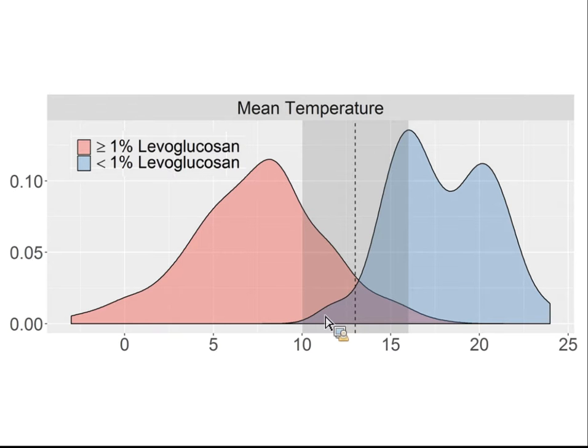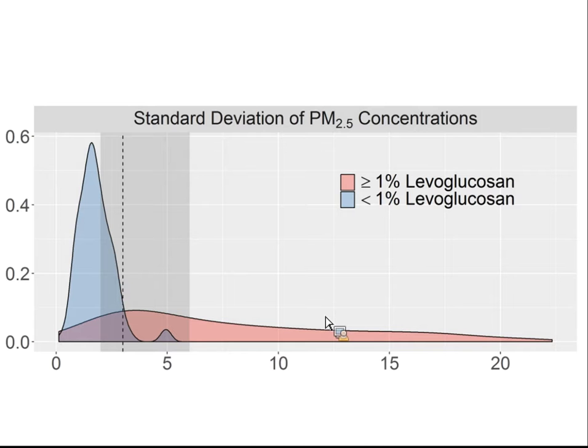And we say, okay, at a mean temperature of 13 degrees, we start seeing the most possible separation between these distributions. But then we look at a range of values around that as well to test the sensitivity of the algorithm to these decisions. This is the standard deviations of hourly values on smoky days, or days with more than 1% levoglucosan, and less smoky days.